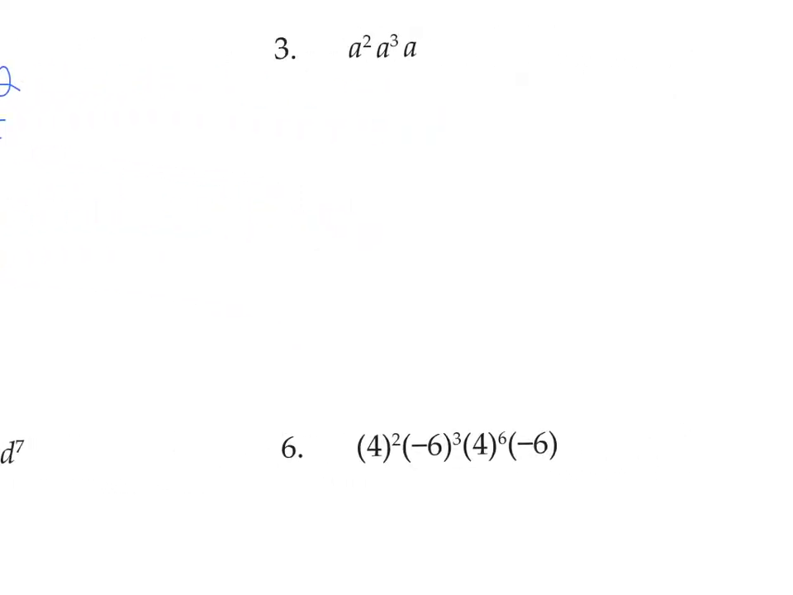Number 3, we have a squared times a cubed times a. And remember, when there's no exponent, it's implied to be 1, so there is a 1 on there. The base is a. They're all being multiplied together, so we're going to add the exponents, and that gives us a to the 6th.